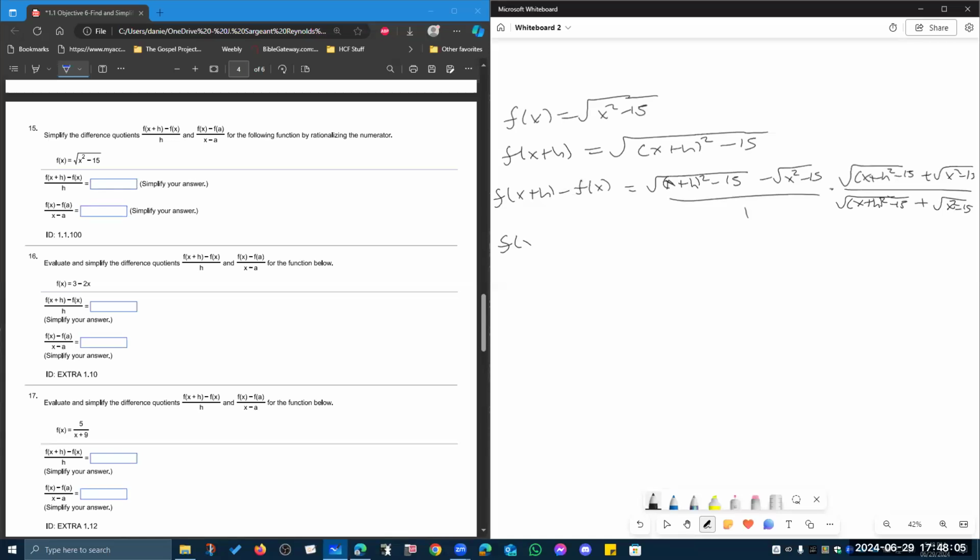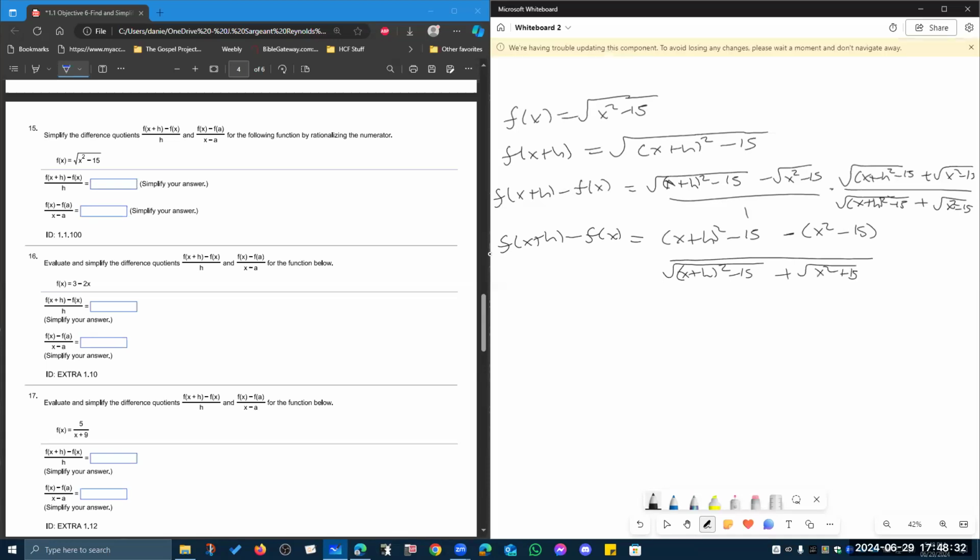So f of x plus h minus f of x is going to be x plus h squared minus 15 minus x squared minus 15, over root x plus h squared minus 15 plus root x squared minus 15. In the numerator, I do want to simplify some. I just wanted to leave this x plus h squared part in the denominator. Like we were talking about, the more x plus h's we can see, the easier it is to guess what's going to happen in the second step.